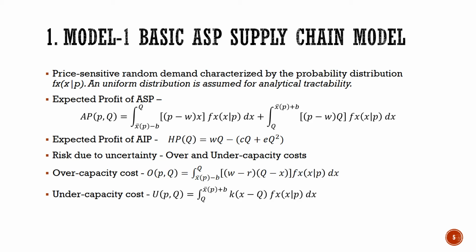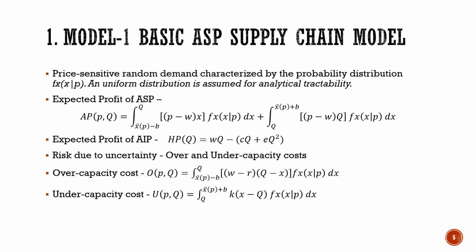The ASP's objective is to maximize the expected profit by deciding how much capacity Q to buy from AIP and what price, which is P, to charge the market. The AIP is concerned with setting an appropriate per unit capacity price, which is W, for the ASP in order to maximize its profits. So this is the main idea behind this model.